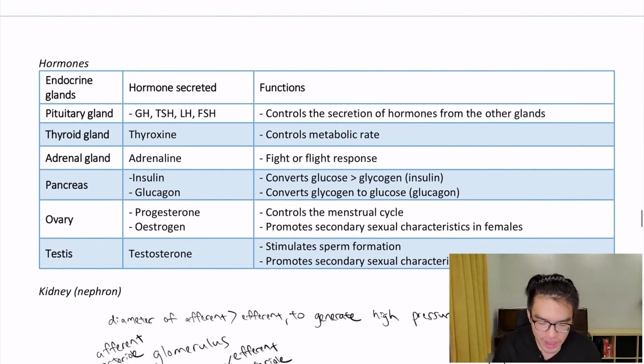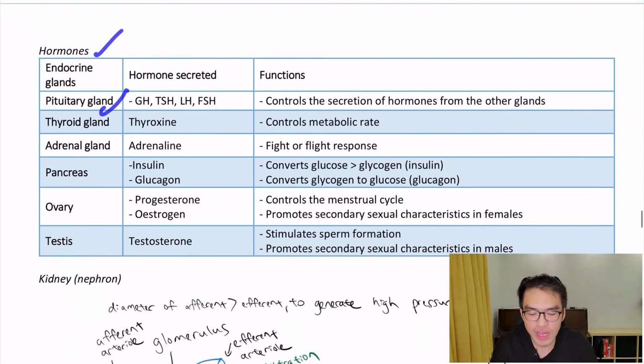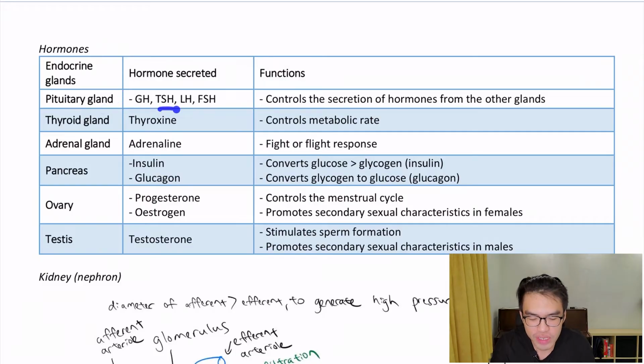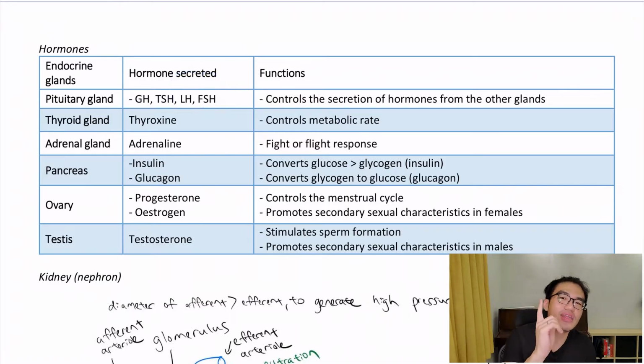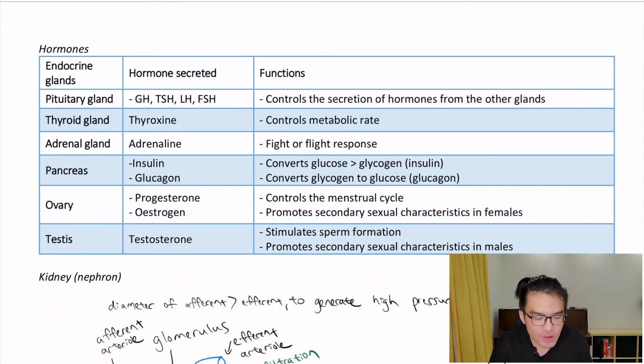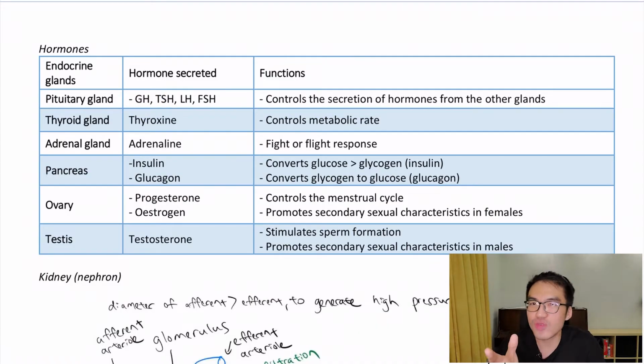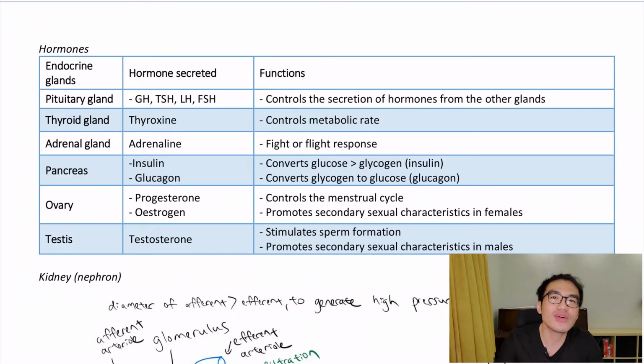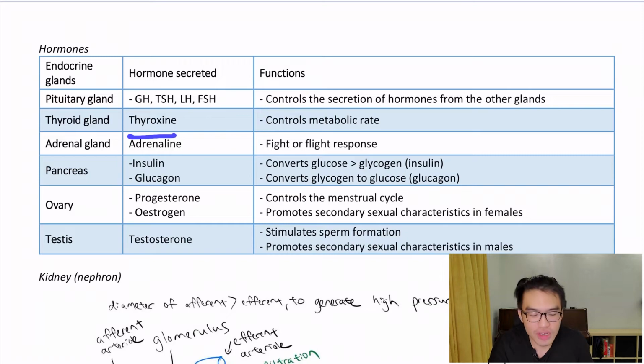Moving on, you have your hormones here. Pituitary gland will secrete growth hormone, thyroid stimulating hormone, luteinizing hormone, and follicle stimulating hormone. These two, we will go into that in our reproduction later. So it controls the secretion of hormones from other glands. Of course, you need to know GH, which is your growth hormone. Too much, it will cause gigantism. Too little, it will cause dwarfism. Very common sense. Thyroid gland, this is to secrete thyroxine because this will control your metabolism.